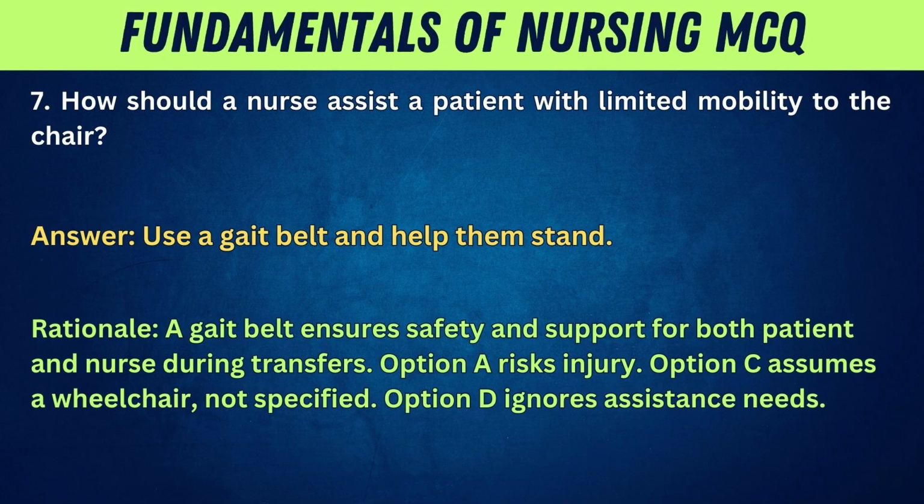Rationale. A gait belt ensures safety and support for both patient and nurse during transfers. Option A risks injury. Option C assumes a wheelchair, not specified. Option D ignores assistance needs.